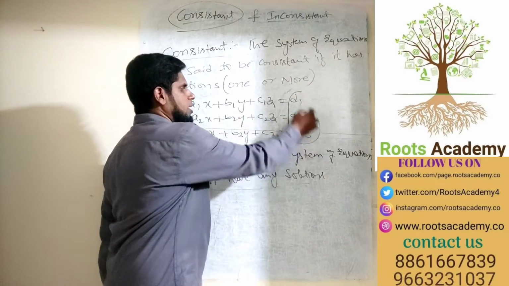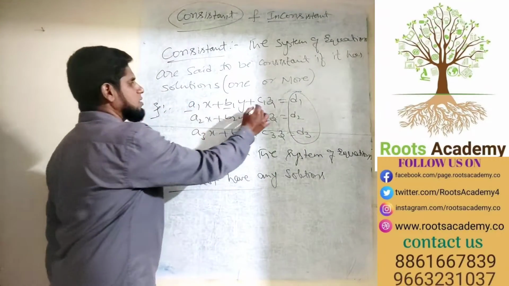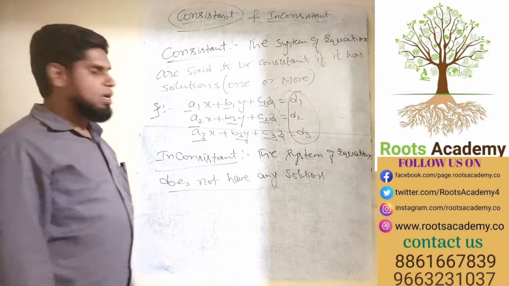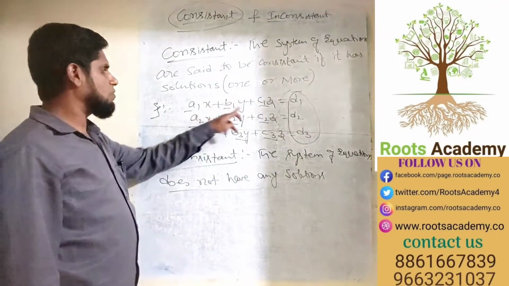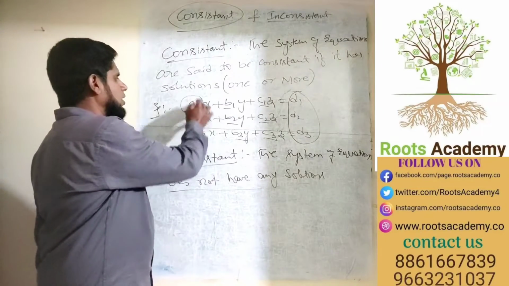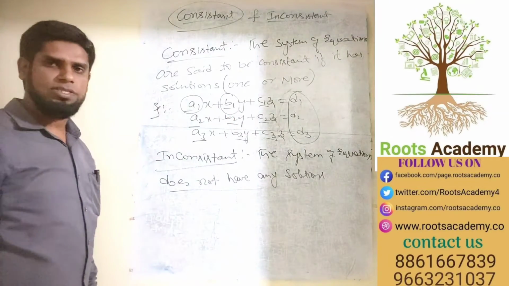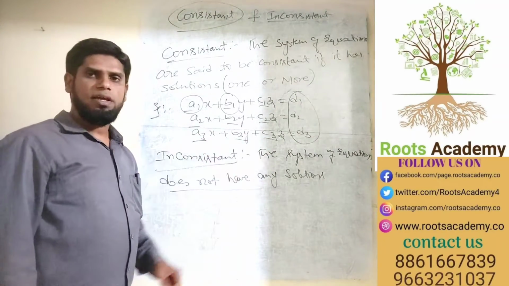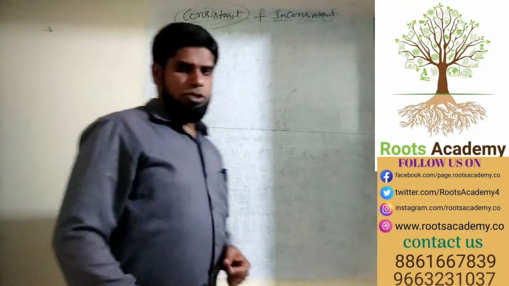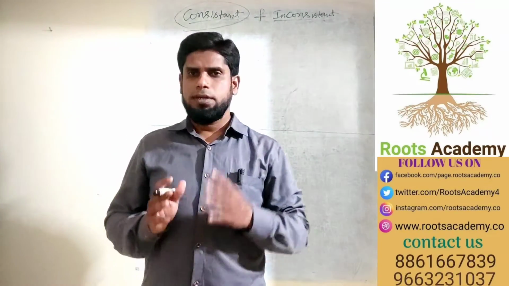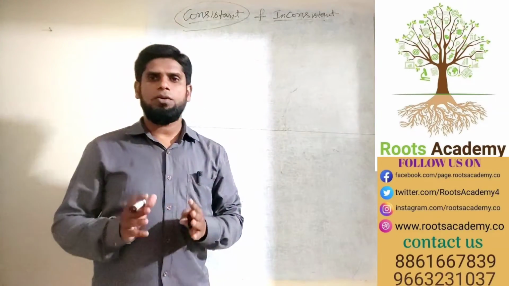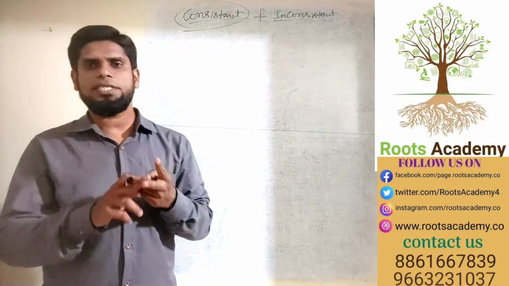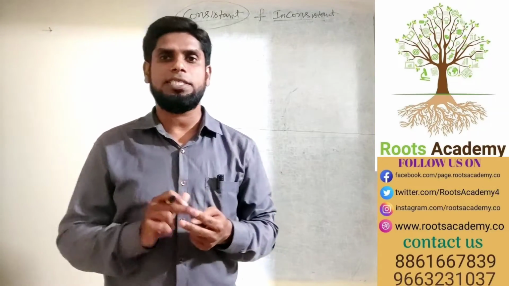Here d1, d2, d3 are the constants, and a1, b1, c1, a2, b2, c2, a3, b3, c3 are the coefficients of x, y, z, as well as real numbers. Okay students, since in this topic we are just taking the help of equations, let me tell you there are two kinds of equations here. The first one is non-homogeneous equations and the second one is homogeneous equations.